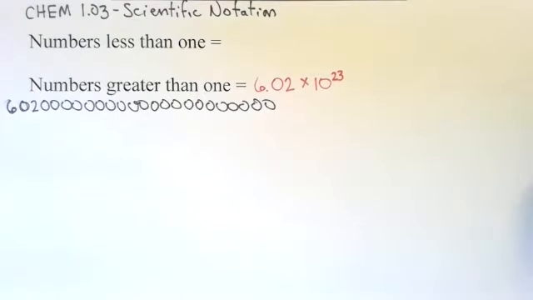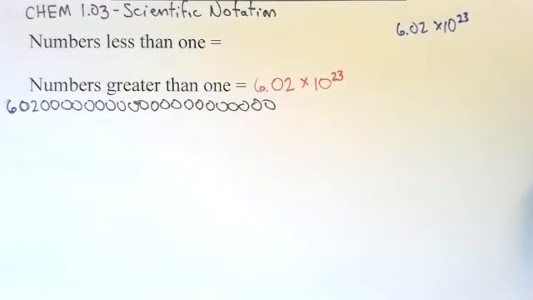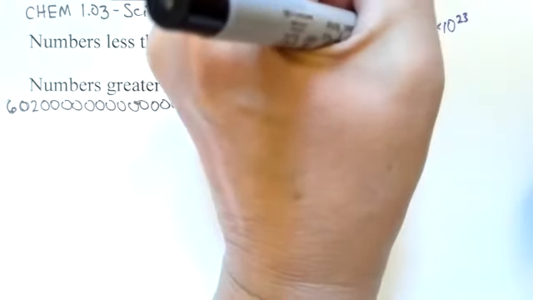Before we go on, let's talk about the anatomy of scientific notation. So let's take this number. This front part is called the operator. The operator. And the back part we consider to be the exponent.